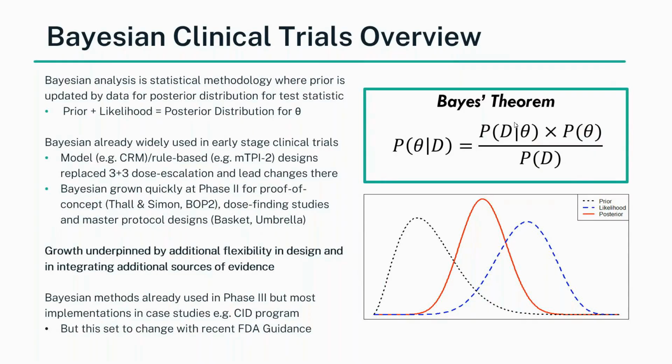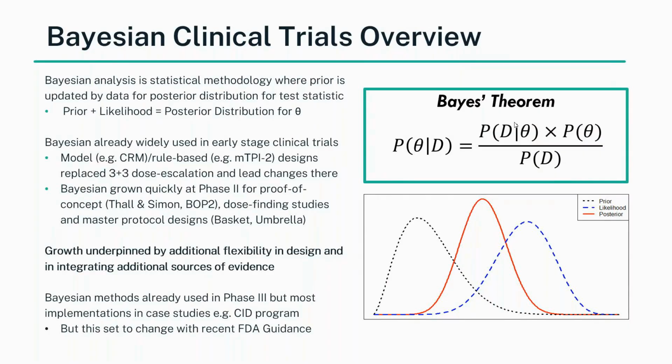And then master protocol designs, basket trials in particular, are very strongly incentivized to use Bayesian designs, where the borrowing concept, especially in basket trials, can be very useful. And so this growth, as I said, is underpinned by this additional flexibility and its ability to integrate additional sources of evidence, to use the totality of evidence much more easily than in the frequentist framework.